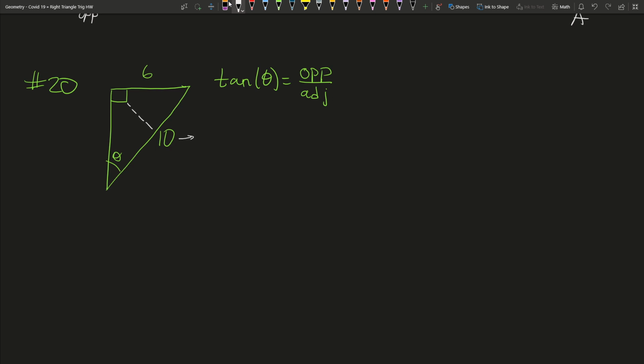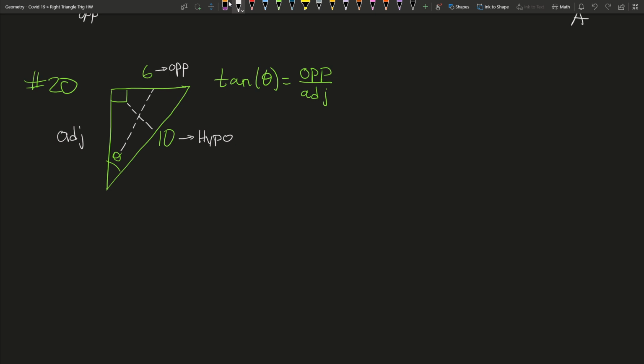that's the hypotenuse. If we draw a line from our angle theta to the other side of the triangle, that's the opposite side. And then the other side is the adjacent. So we have the opposite and hypotenuse, and we need the adjacent.